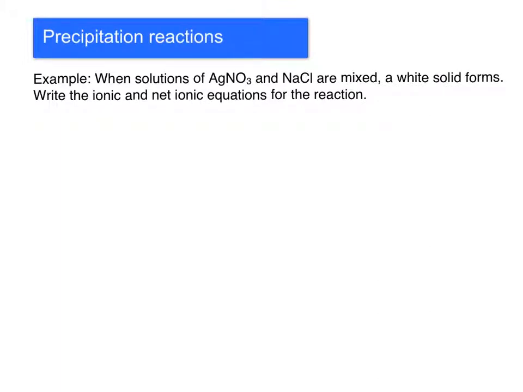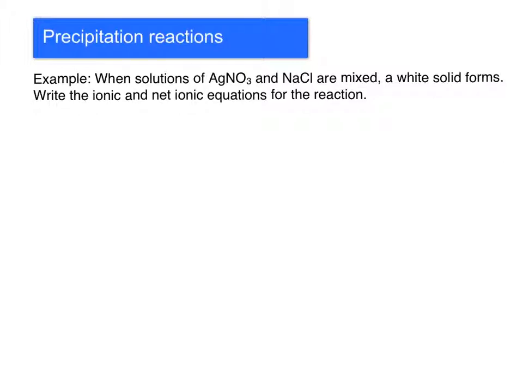Now the last thing we're going to do with these is called precipitation reactions. Precipitation reactions are just double displacement reactions. So if you don't remember what that is, go back to chapter 8 and review the types of reactions. So this is just a double displacement reaction where one of the products is going to be a solid, so a precipitate. And that's one thing I should mention.